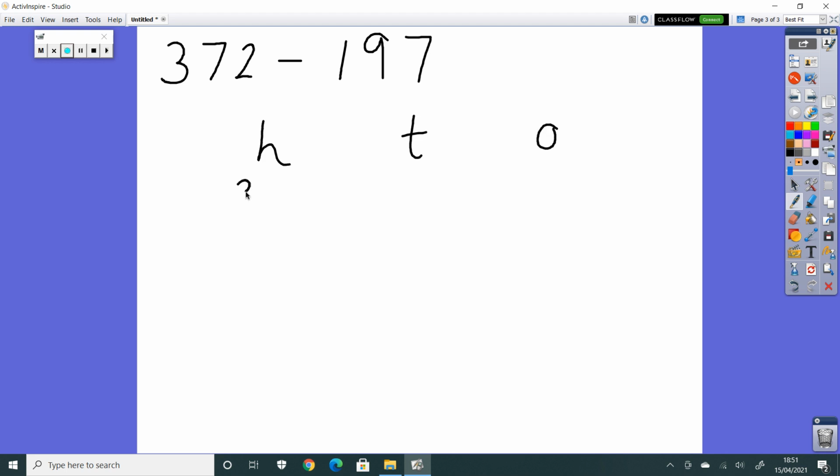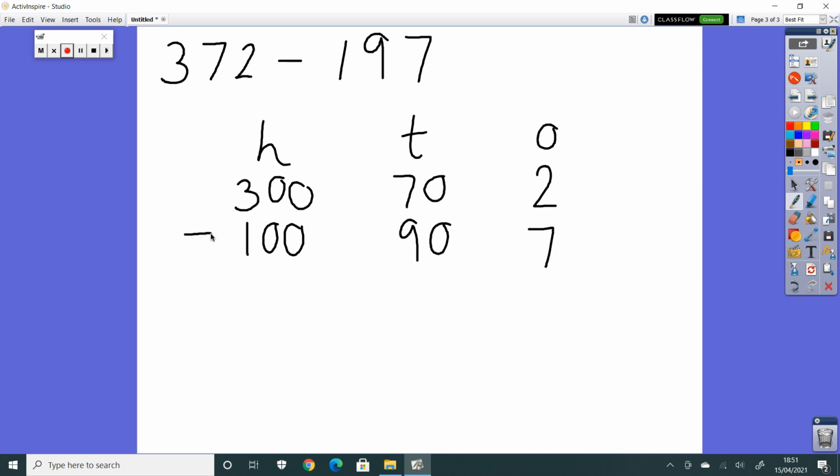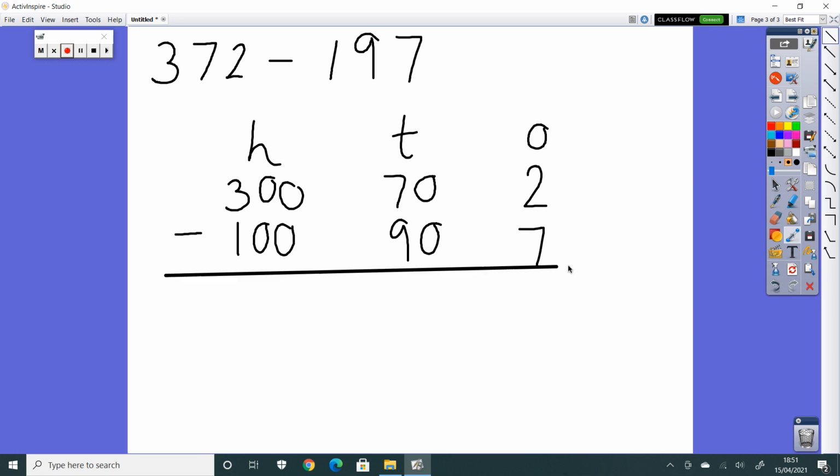Okay, and then just an example of another calculation. If it gets a little bit harder, we might have to sometimes exchange hundreds. So for example, we would have 372 and we want to subtract 197. So we partition each 3-digit number into its hundreds, tens and ones values like we did on the other two calculations. Our symbol and our separating line.